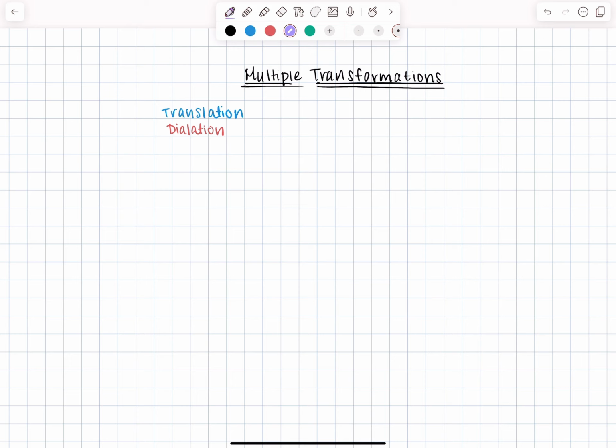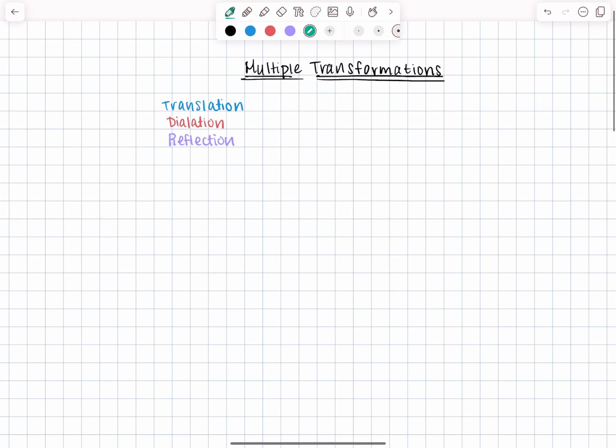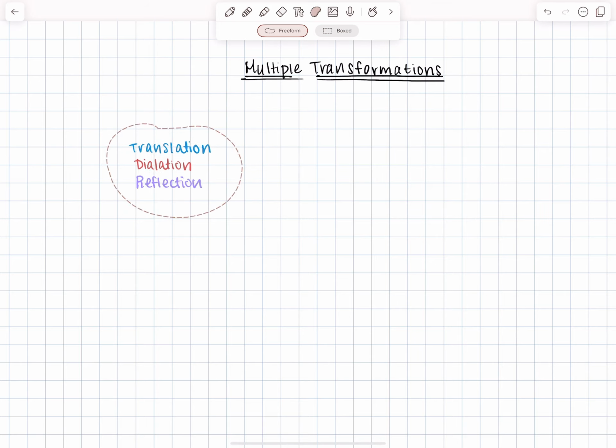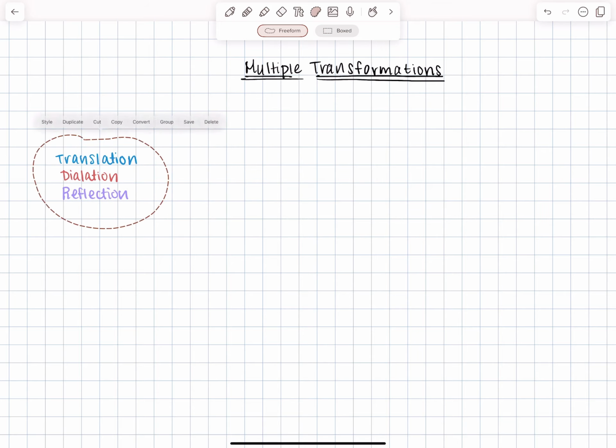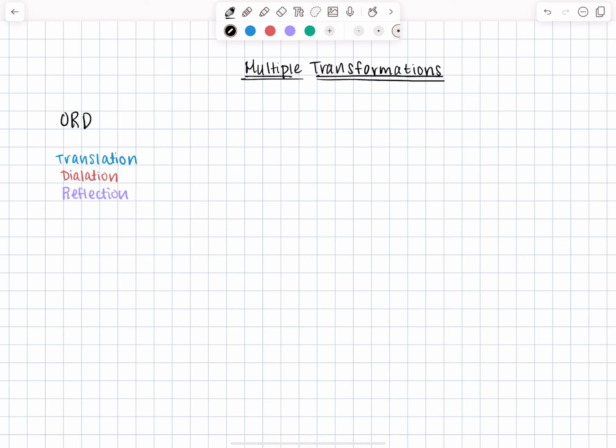And then we saw your reflections. When you're dealing with a function that has multiple transformations, there is an order you must follow. So let's move this a little down over here. You have an order you must follow.